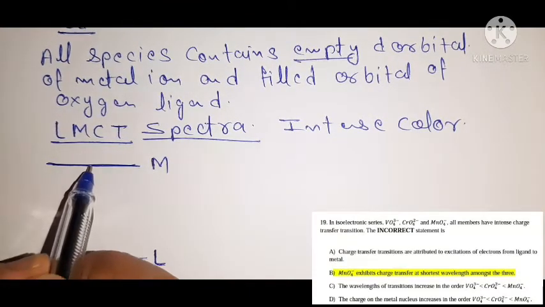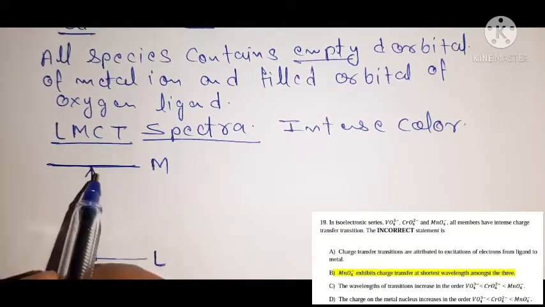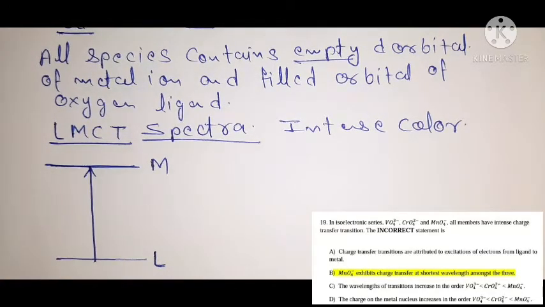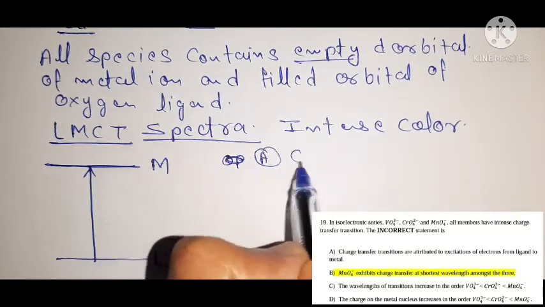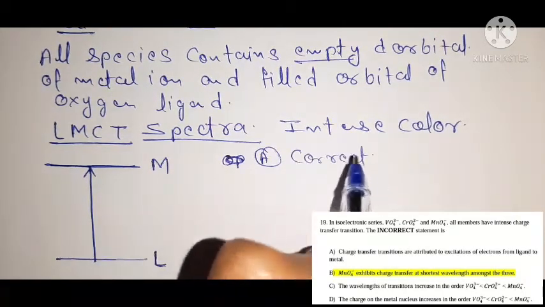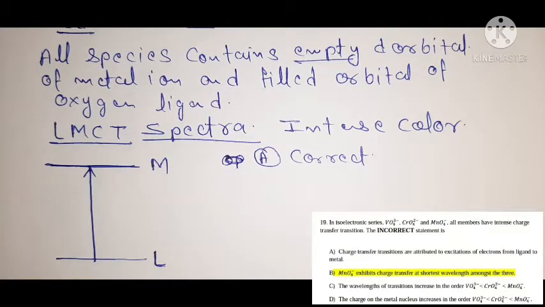So there is a charge transfer between this filled ligand orbital and the empty metal orbital. That means your statement A is correct. So this is not the answer, because you must choose the incorrect statement.